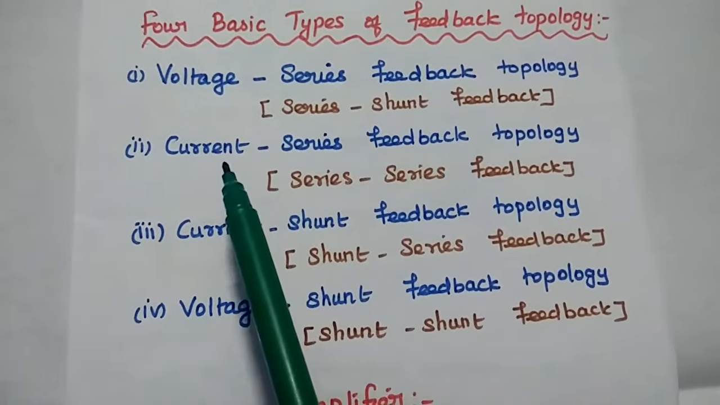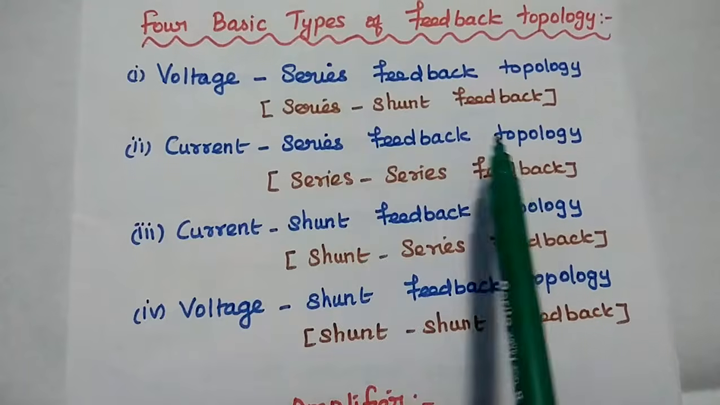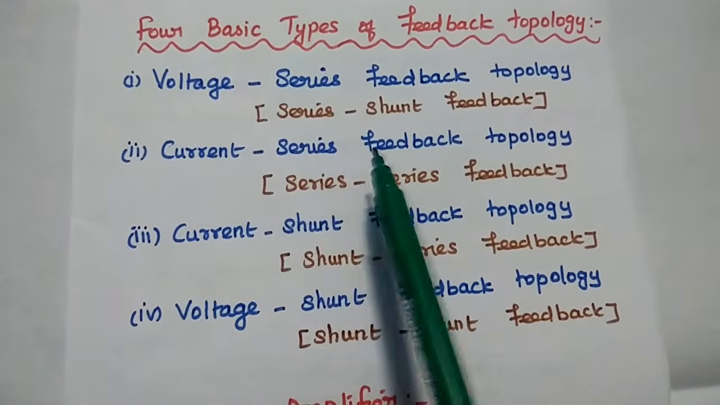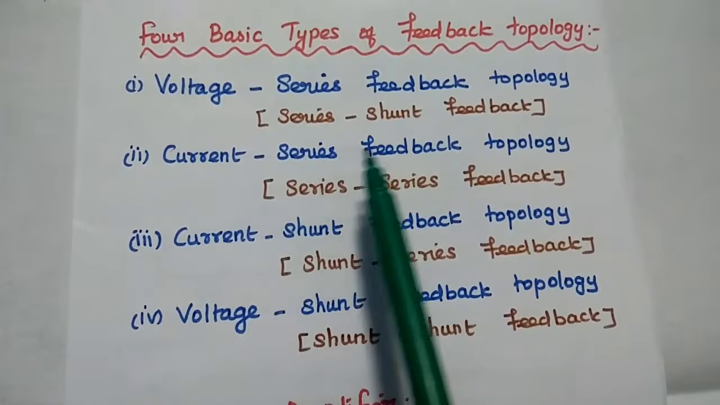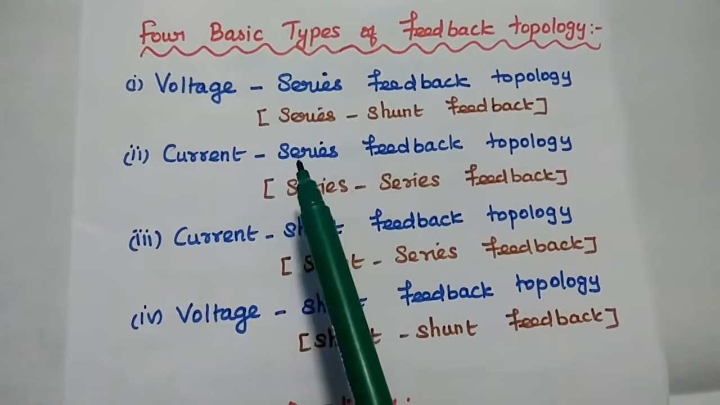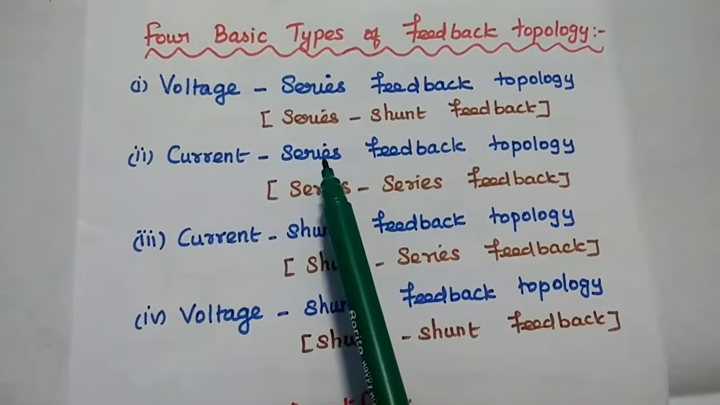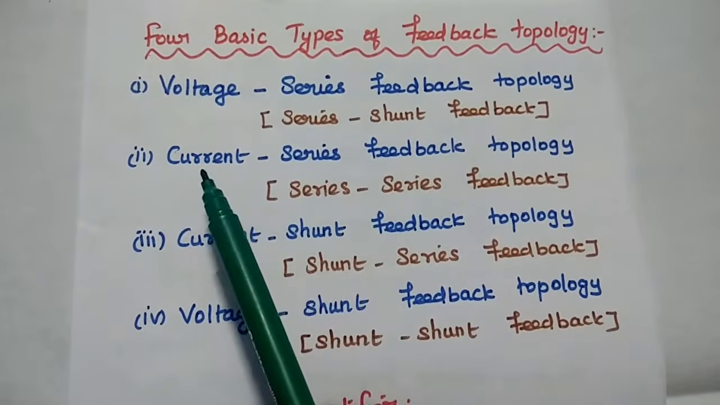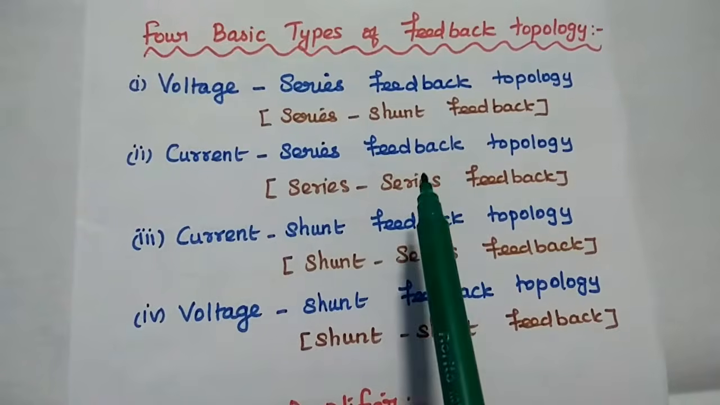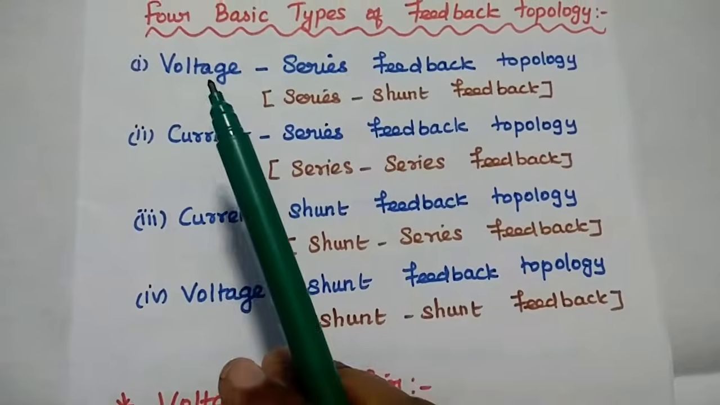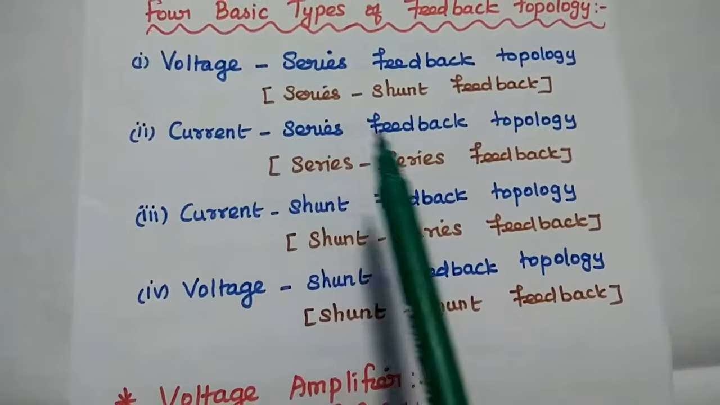The next one is current series feedback topology, and connect that feedback in series with the input side. That is called current series feedback topology. It can also be represented as series series topology. So here mixing at the input side is series, output side is current. Current can be represented as series connection. You have to remember this: voltage means shunt, current means series.